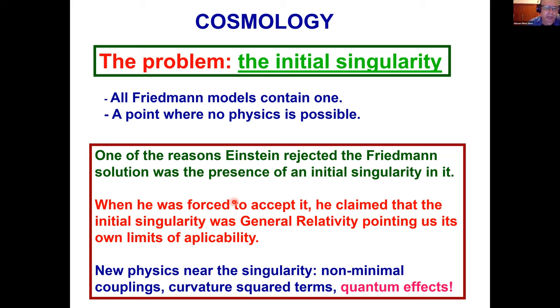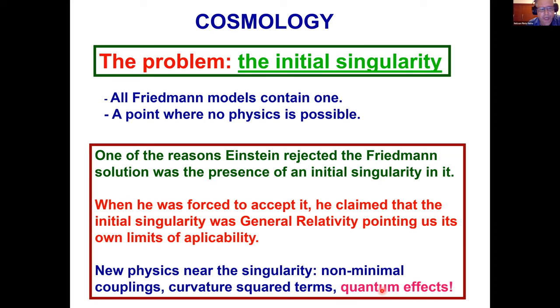But then when he was forced to accept it, he claimed that the initial singularity was just general relativity pointing at its own limits of applicability. Well, what he was trying to say is that near this point, some new physics should appear. So some modifications of Einstein equations, like say curvature square terms, and also quantum effects.